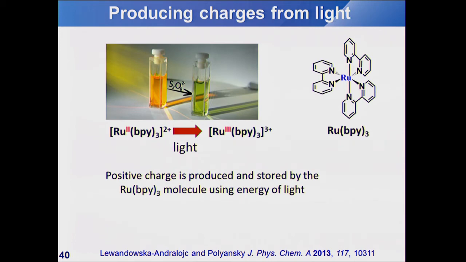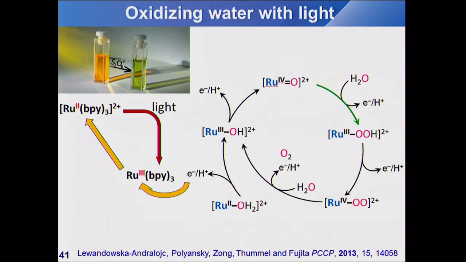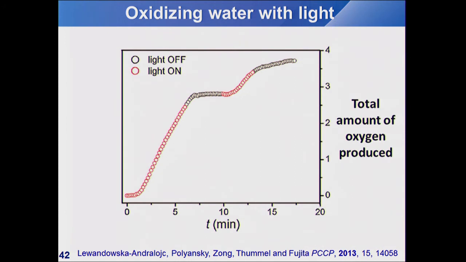And now this molecule becomes a carrier, a shuttle of positive charge. You can see, for example, this is the color of this molecule, and this is the color of this molecule, so it's very distinct. And then we can take this molecule, the carrier of the positive charge, and let it extract an electron from our catalyst. And if we do it several times, we can actually drive the water oxidation cycle using light. And can we do it? Well, this experiment shows that indeed we can.